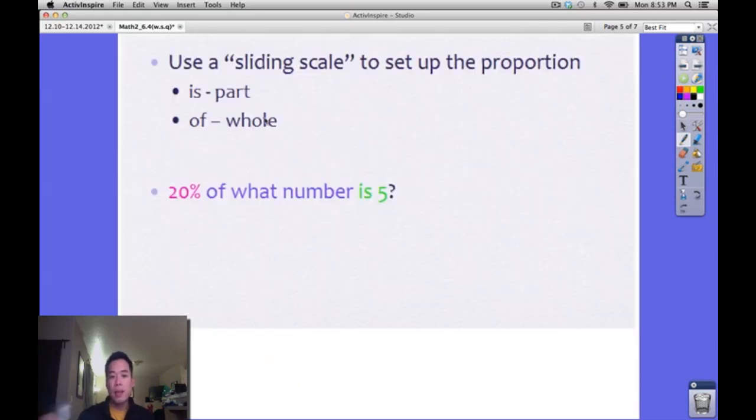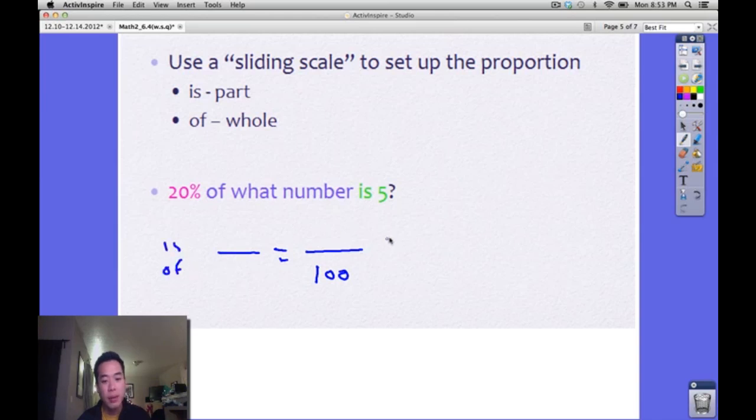Again, this one is the same thing. It's called a sliding scale sometimes to set up proportions. But if you look on the screen, it says 20% of what number is 5. So go ahead and draw your blank over 100. I know this is the percent. Okay, now go and find your percent. Here's my percent. It's given to me, so I'm going to write that number.